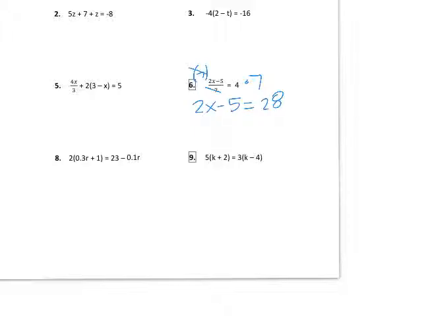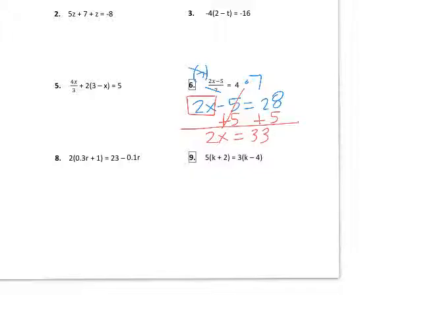The second step then is going to get x by itself. I need this term to stay by itself, so therefore I'm going to add 5. That's the opposite operation that I see there. It's a negative 5. If I want to cancel it out, I have to do plus 5 on both sides. All right, I have 2x left over on the left, and I have 33 now on the right.